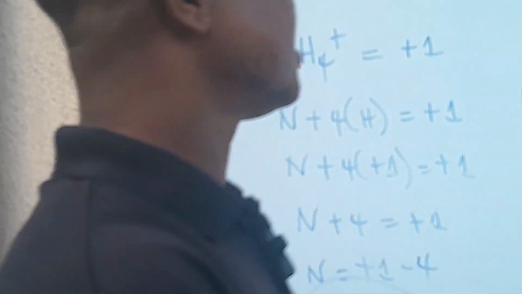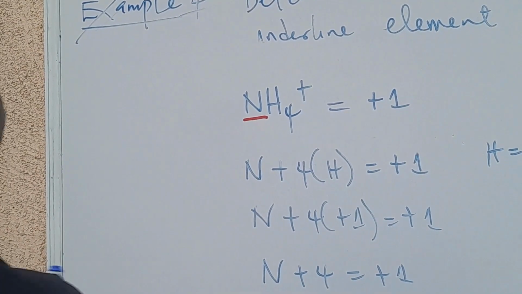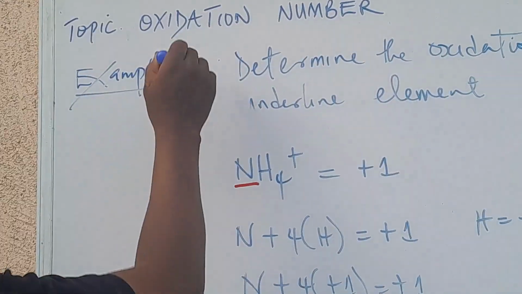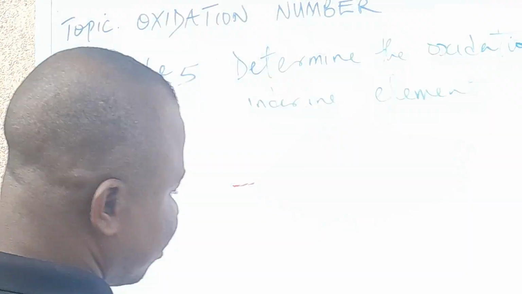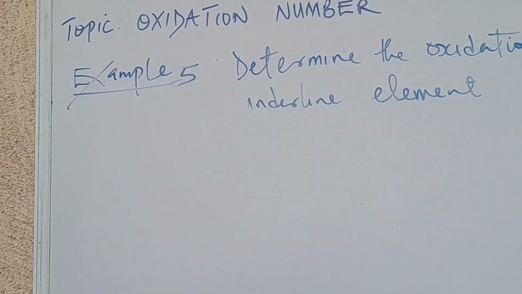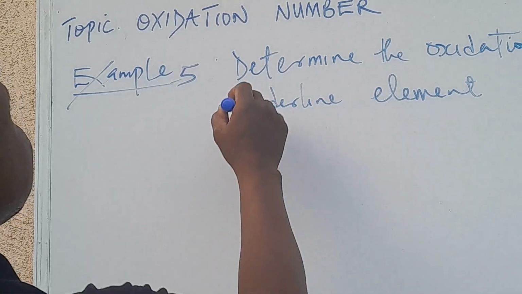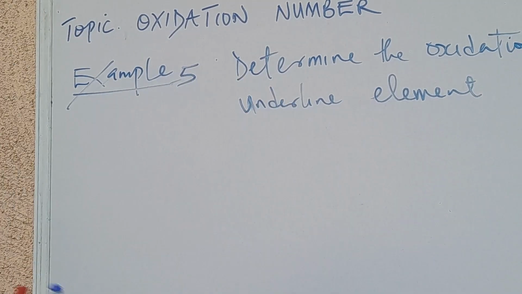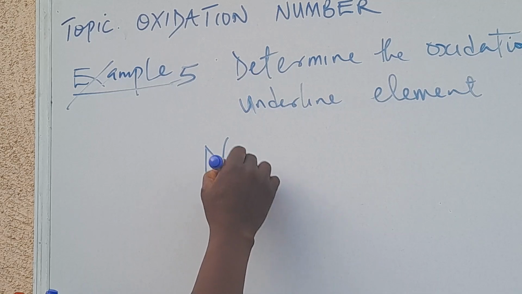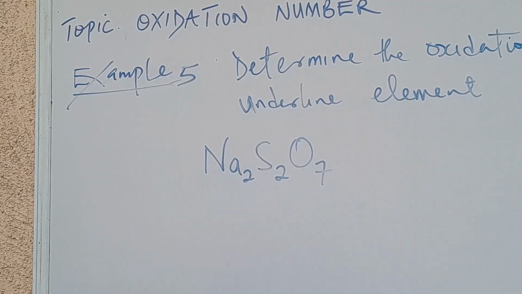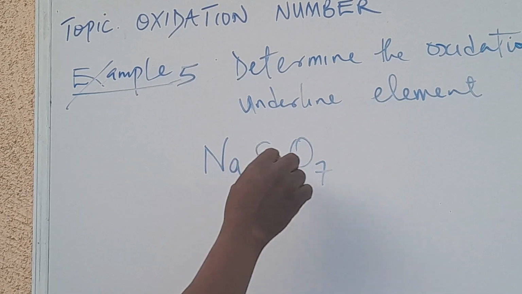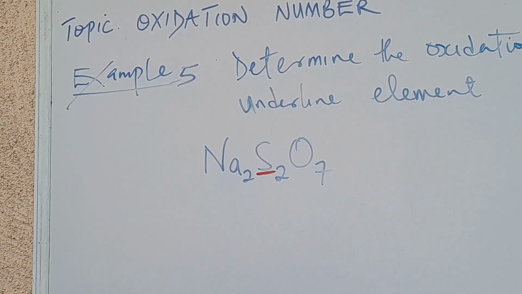All right. Example number 5. Quickly. Hope you are getting it. If you have any question, use the comment section below. We'll get back to you. All right. Look at number 5. Let's look at Na2S2O7. What is the oxidation state of S in this particular compound?